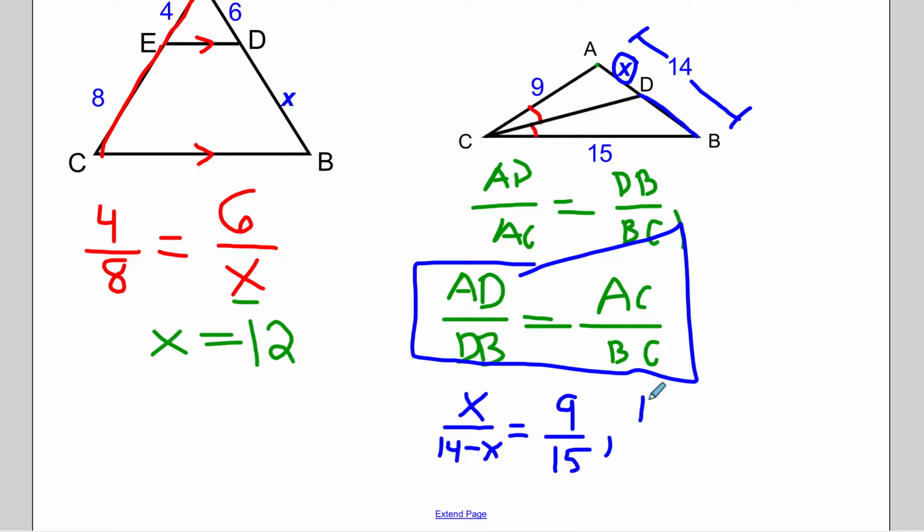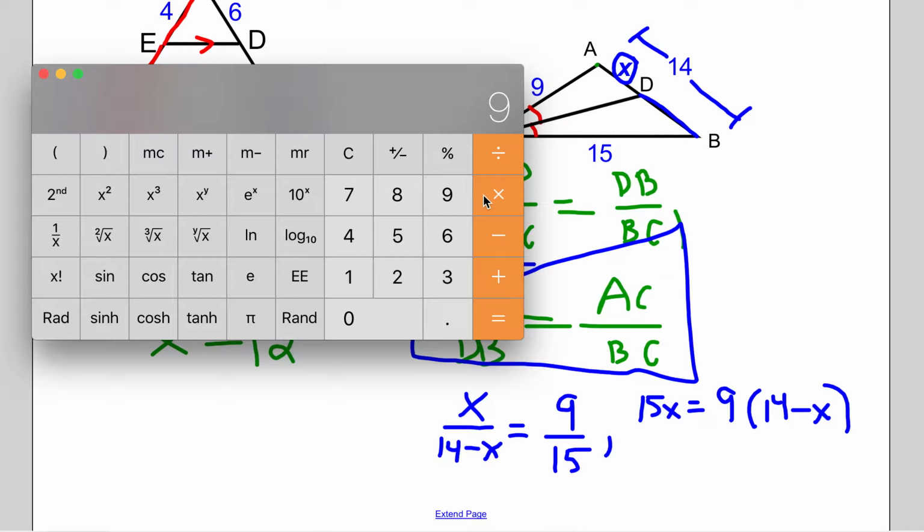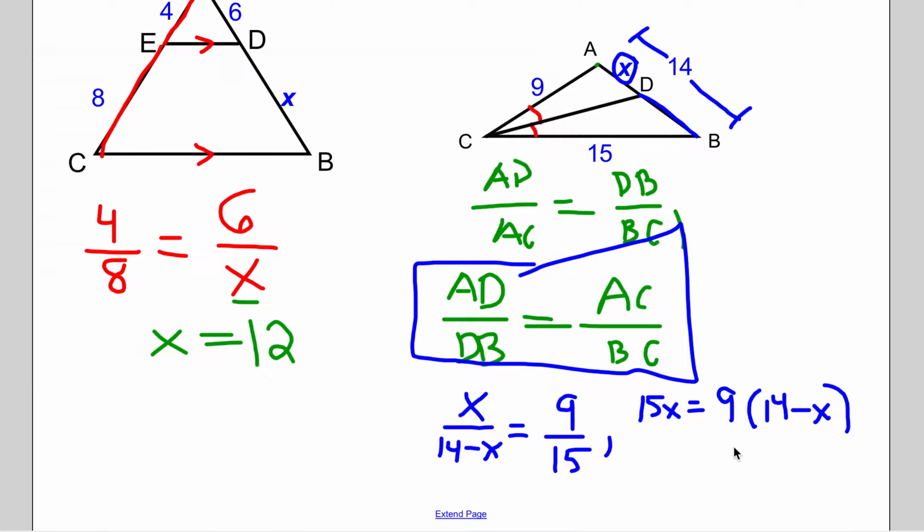15 times x is just 15x. And then I'm going to take 9 and multiply it by all of 14 minus x. And then I need to distribute this 9. I don't know what 9 times 14 is off the top of my head, so I'm going to pull up my calculator. 9 times 14 is 126. Very good. So this is 15x equals 126 minus 9x.